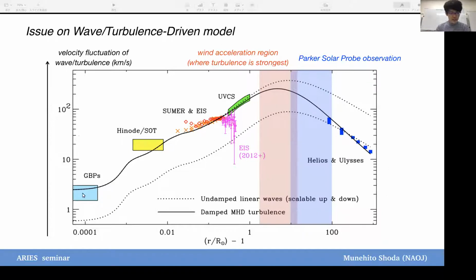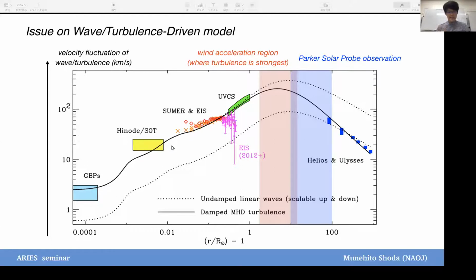So near the photosphere, we can constrain the amplitude of turbulence by observing the motion of the bright points of the granules. And slightly above the photosphere, in the chromosphere, we can observe the fluctuation by observing the oscillation of the spicules. And the Hinode SOT is a powerful tool to diagnose the fluctuation in spicules.